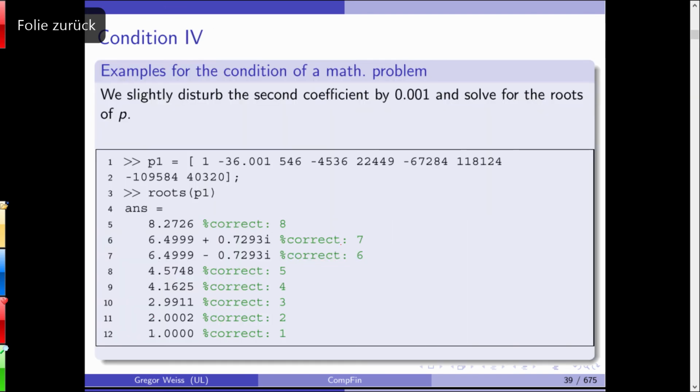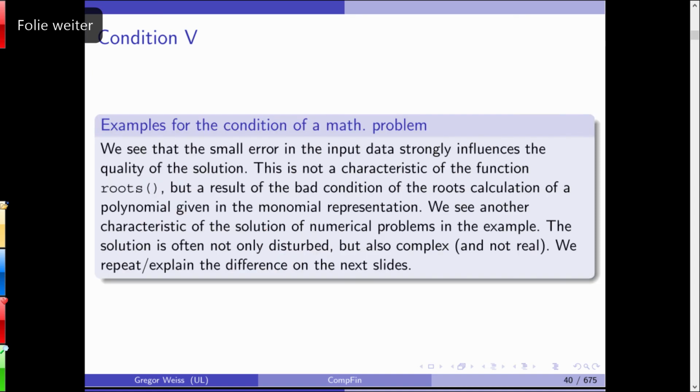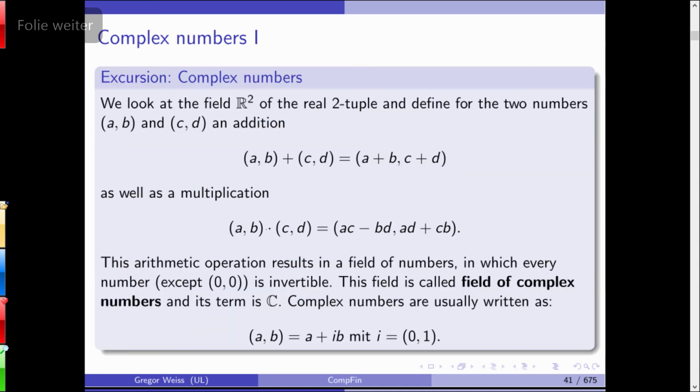By the way, does everyone know what this is? I did not know about this until studying mathematics, and some of you are already shaking their heads. This is what we call a complex number. Complex numbers, you can see this here. We start with the field of R squared, of the real numbers in 2 dimensions. So we look at real 2 tuples and define for 2 numbers, (a, b) and (c, d), an addition as well as a multiplication. (a, b) plus (c, d) is quite simple.